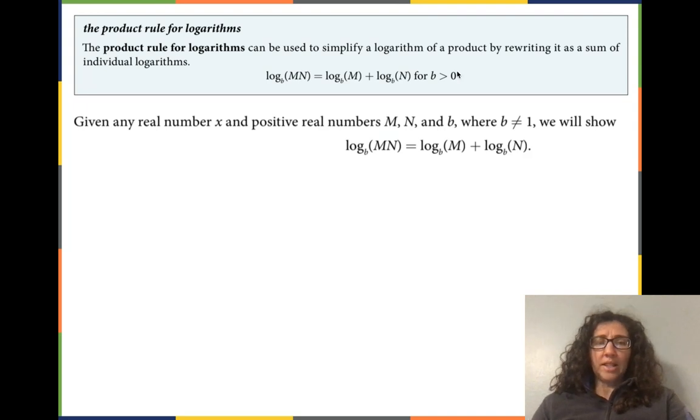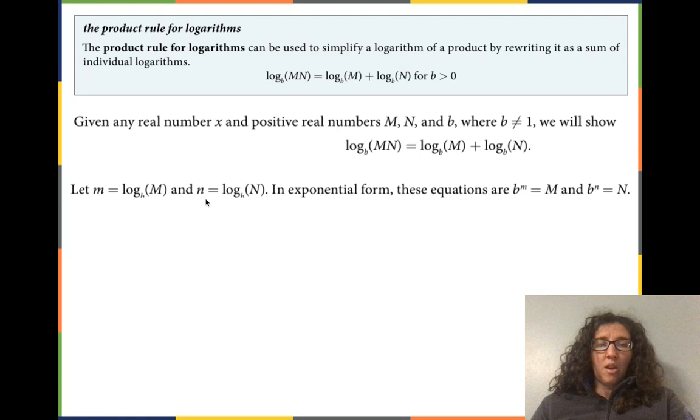All right, so let's start with this. We're going to show that log of m times n equals log of m plus log of n, where all the bases are the same. All right, so let little m equal this, and let big N, or little n, equal this. These are log base b. So in exponential form, remember, this is b to the little n equals big N, and b to the little m equals big M. That's what this means, right? If we wrote that in exponential form. Okay?